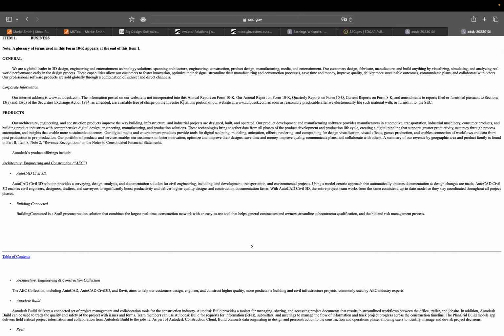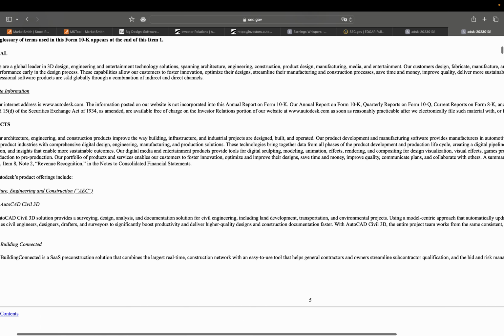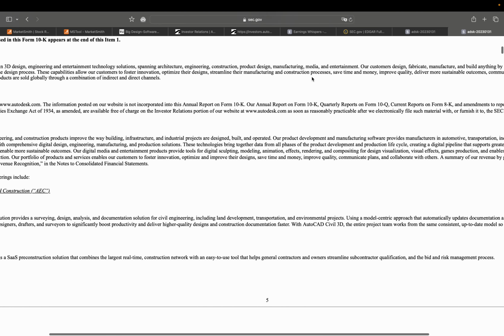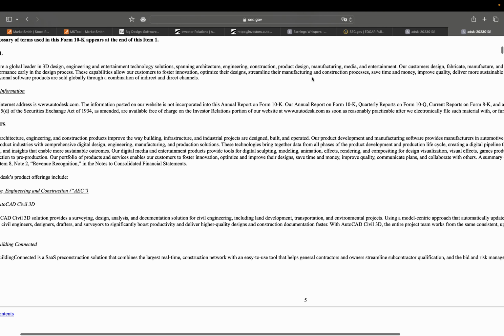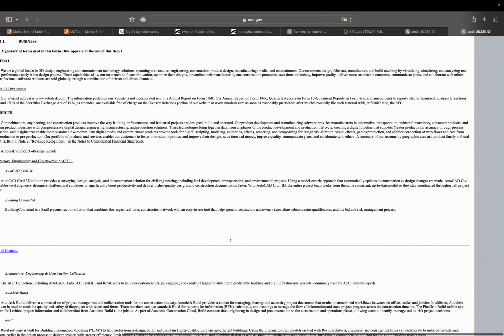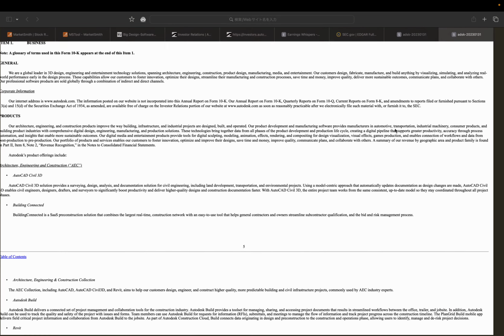This is very small letters. I have bad eyes. I cannot read it very well. Okay, let's see. They say a global leader with 3D design, right? So it's a software company for product designing. And their product is, as far as I understand, a CAD system. You know, the 3D product designing software. And I'm just kind of skimming through all this, and it's so small, so I cannot read it pretty much.